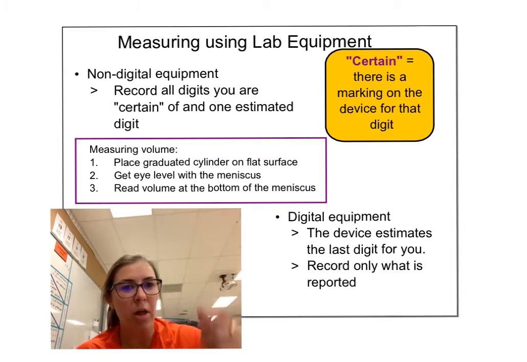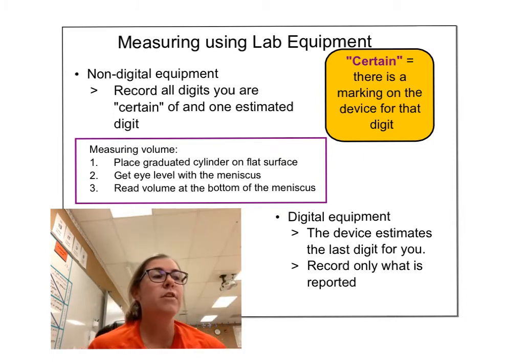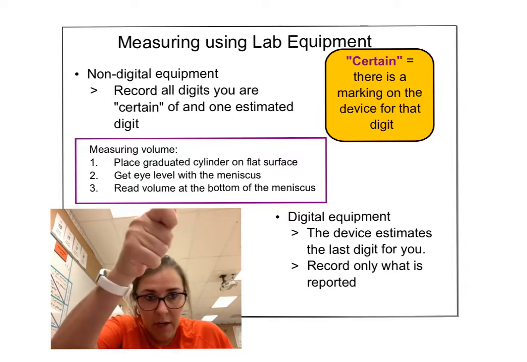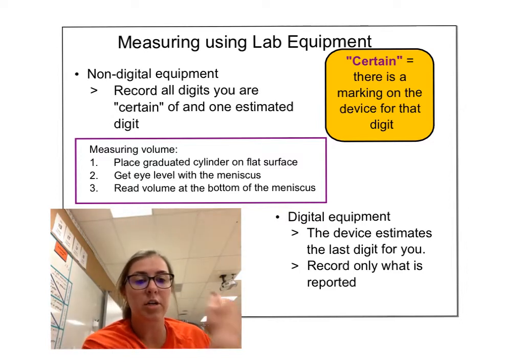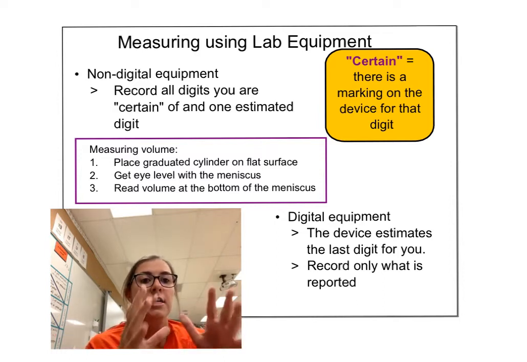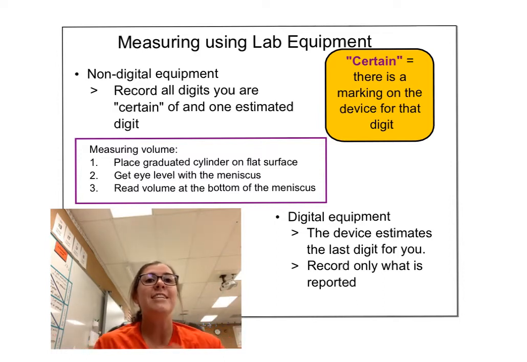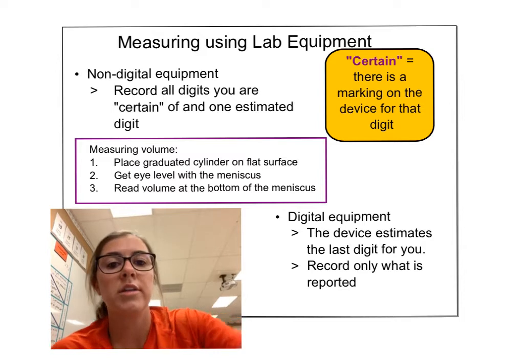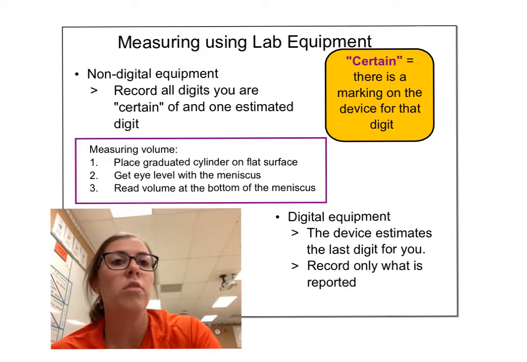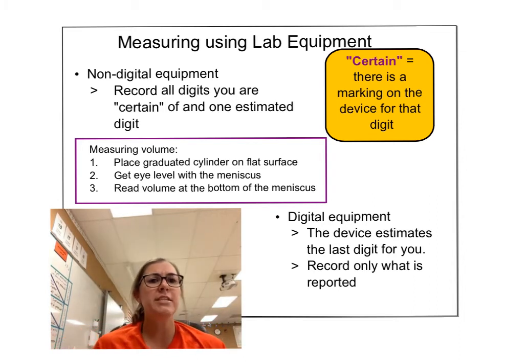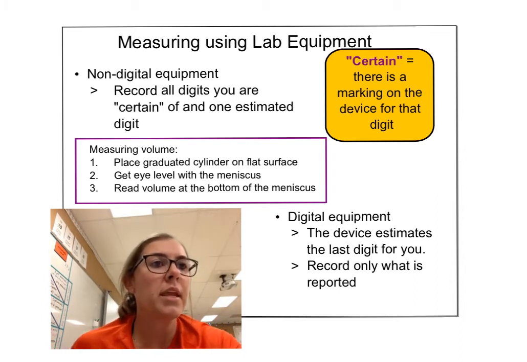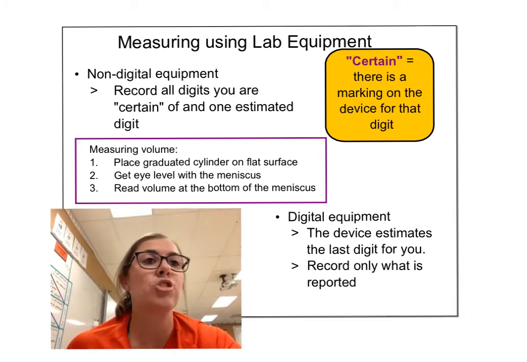Some thermometers you plug in and it just spits it out, right? If you've been getting your thermometer taken at Legend when you walk in every day, they put it to your forehead and it goes beep and you can see the actual number spit out on a digital reading. If it is non-digital, you are going to record all digits you are certain of and one estimated digit. Well, what does certain mean? Certain means there is a marking for that digit on the device.